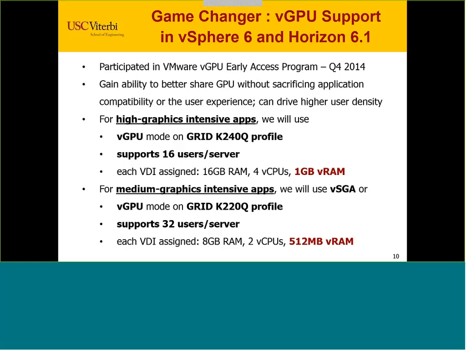So as of right now, for the high graphic intensity apps, the pool of VDI, we intend to run in vGPU mode with that GRID profile. We will support 16 users on the same existing hardware. All right, so that is the configuration we're seeing. For the medium graphic, we have a choice of either staying with vSGA or going to vGPU and upgrading to K2 cards for that set of servers and running the GRID K220Q profile. That will support 32 users.